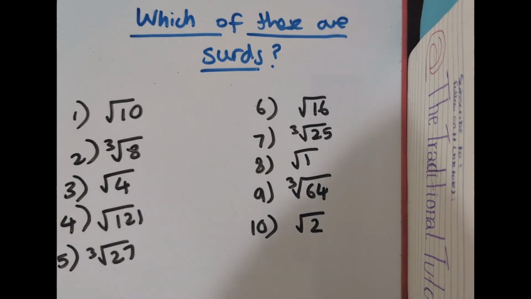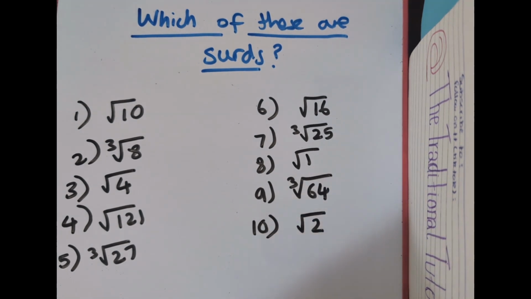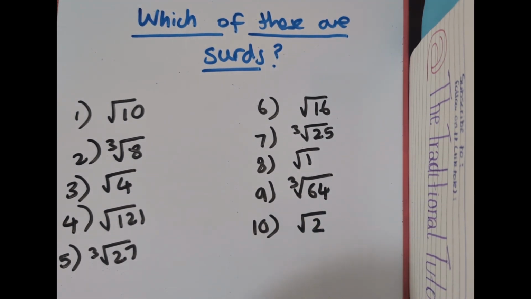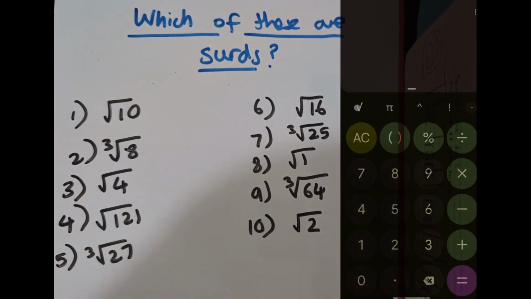Okay, so I've got a couple of questions for us to think about. Which of these are surds? Now I want you to go through each question, solve it and think about, are these surds or not? You can just put a tick next to the ones that are surds and a cross next to the ones that are not surds. So pause the video here, have a go at this, and then come back to it, and I will go through the answers.